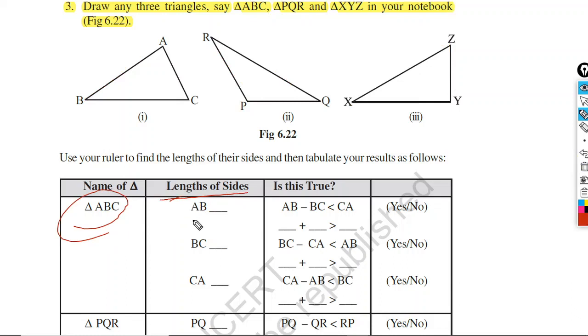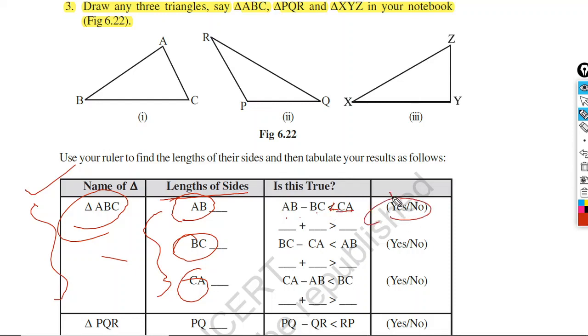Length of these sides AB, BC, AC, like this. You complete this triangle, full table. Then what do you measure? AB minus BC is less than CA. Yes or no? If yes, write yes. If no, write no. Similarly, you have to check BC minus CA is less than AB.